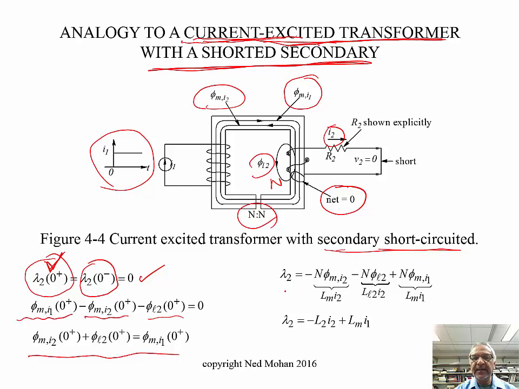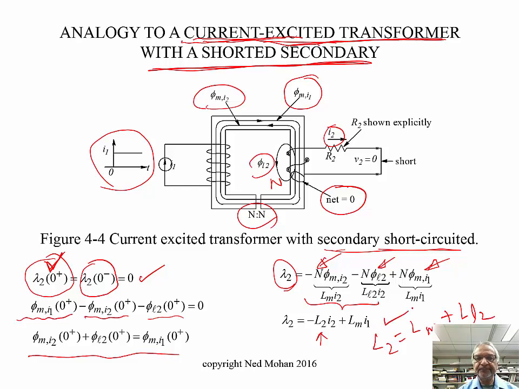So you can see that this lambda 2 is made up of this flux, phi sub m I2, and this phi leakage flux. And if you think that they are negative, then the minus sign shows up here, and then due to the flux from I1 here. So from here you can see that these two quantities together make up L2 I2, because L2 is equal to L sub m plus L leakage 2 here, right? So you can see that we have this expression for lambda 2.